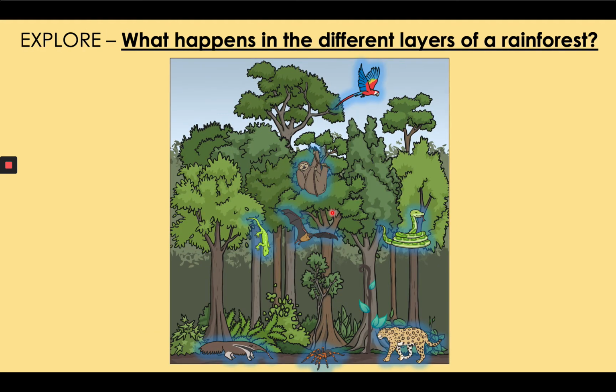So what happens in the different layers of the rainforests? Here's a typical diagram of a rainforest with a number of animals that you might find in different rainforests around the world. First idea we need to know is, what are the different layers? And secondly, what are the features of each layer? So, the layers of the rainforest can be separated like this, into these categories.